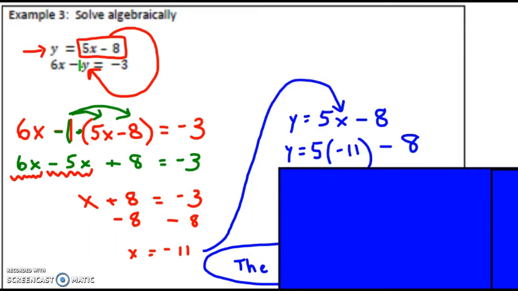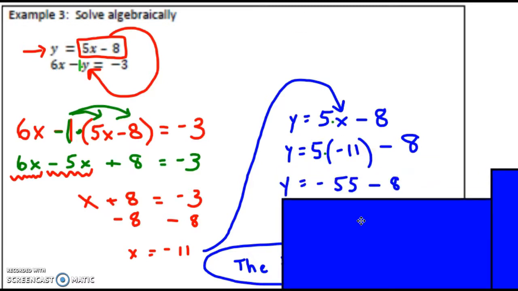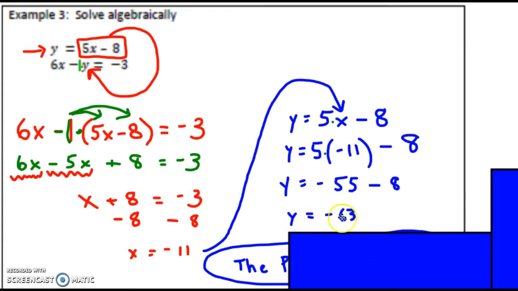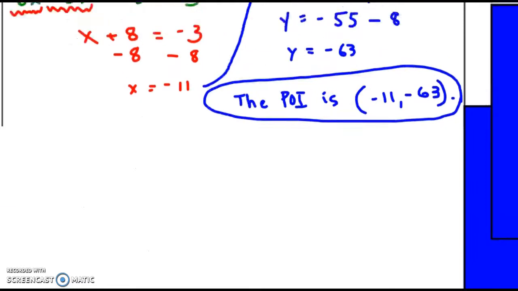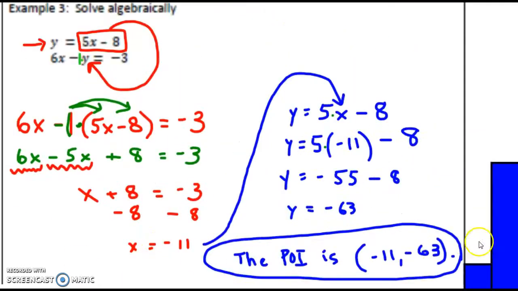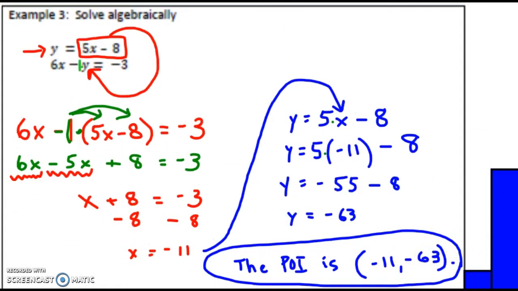This means we have to do 5 times the value of x. If x is negative 11, we're doing 5 times negative 11, which is negative 55. And then we're subtracting 8 to get our answer for the y value. It's a very strange point of intersection this time. Negative 11 is the x value we got, and negative 63 is the y value that we got.